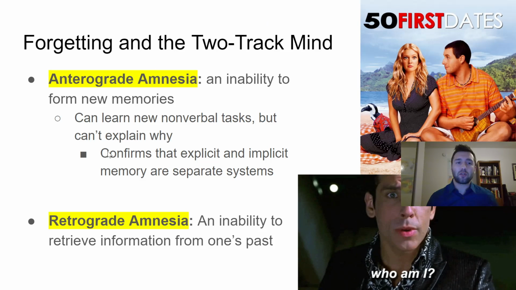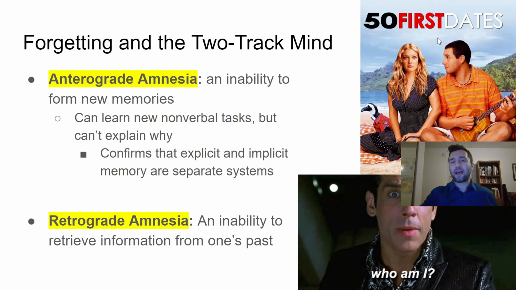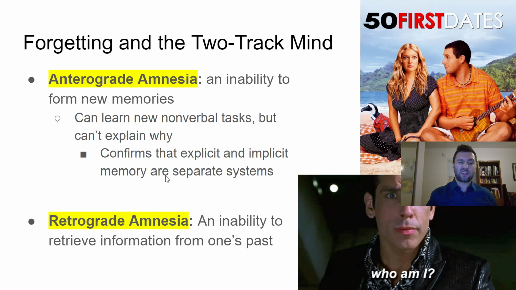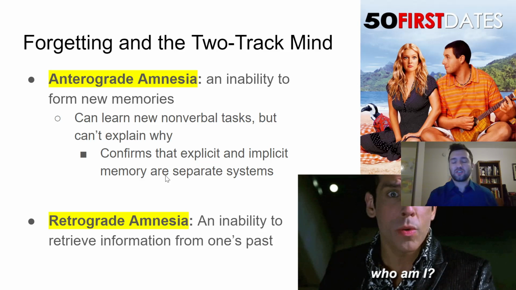An example of anterograde amnesia is 50 First Dates. If you've seen the film, she has anterograde amnesia where she's unable to form new memories. We also have what is called retrograde amnesia. Now, retrograde amnesia is more like the classic amnesia that you think of. Usually when someone, whether it's a movie or a TV show or real life, says something about amnesia, they're referring to retrograde amnesia.